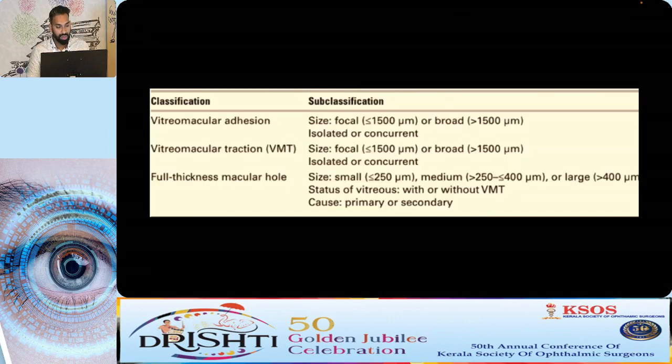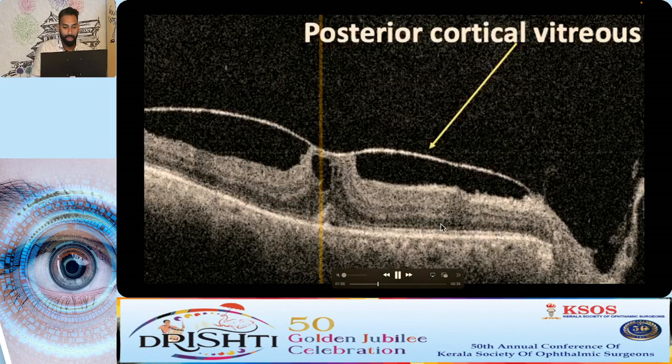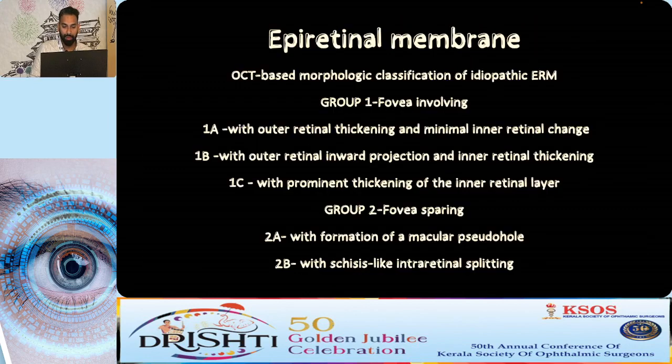Then we have the vitreoretinal interface. One of these is vitreomacular traction and adhesions, like you can see here. Focal VMTs are the ones less than 1500 microns. Broad VMTs are more than 1500, like over here. This is the posterior cortical vitreous, which has a traction towards the macular foveal area. Here you can see there are multiple vitreous planes. These are all vitreous schisis which we can see mostly in diabetic cases.